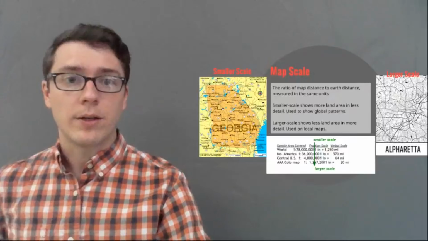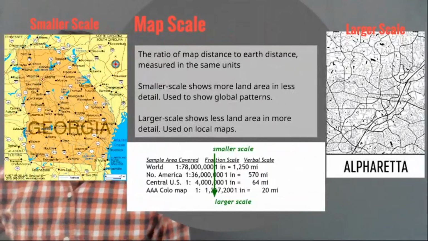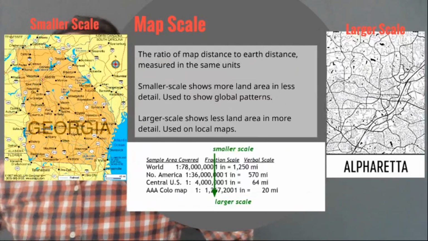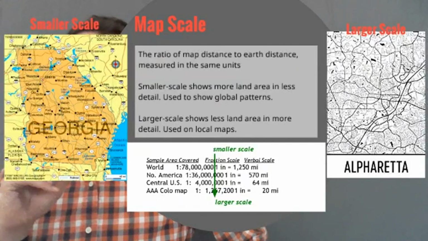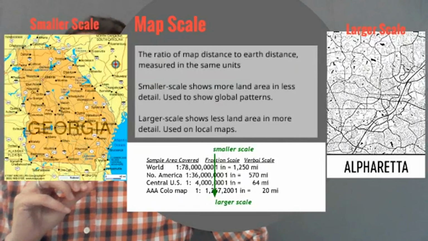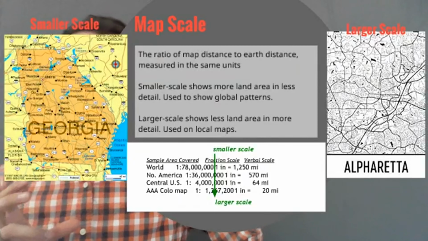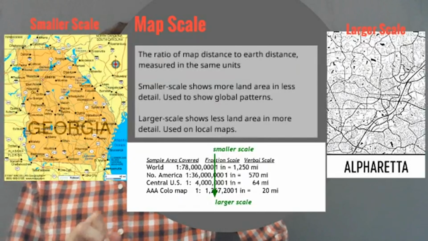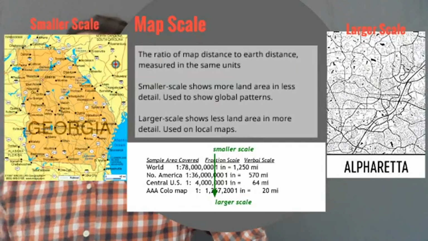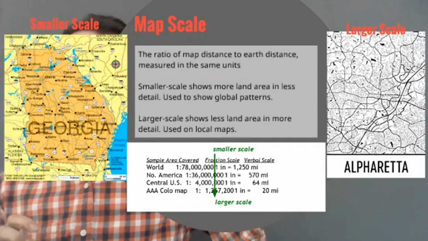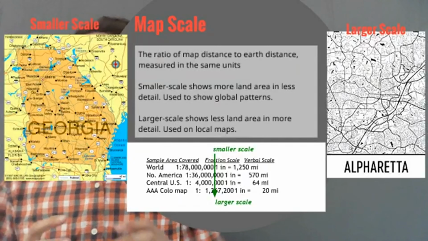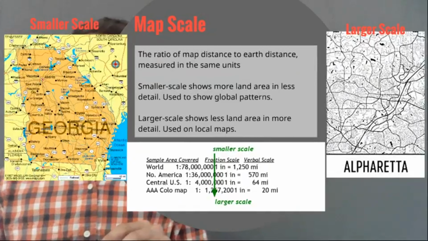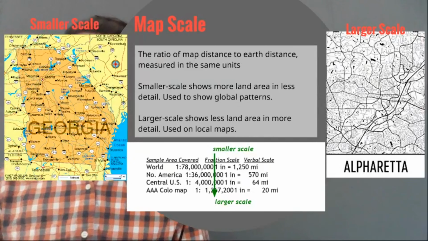So we'll start with map scale. Whenever map makers are trying to decide how they want to make the map, they have to look at the ratio of the distance on Earth to the distance on the map. They're often measured in the same units. And what we see is that a smaller scale map shows more land area and less detail. So we use it to show global patterns or national patterns, where larger scale maps show less land area and more detail. Those are what's used on local maps.